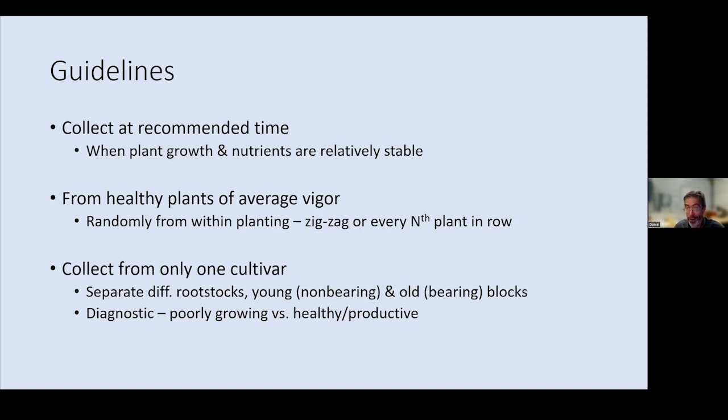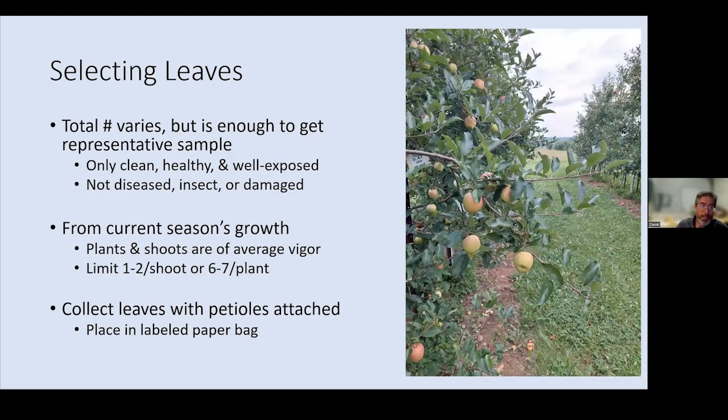Collect from only one cultivar, one variety, and if we're sampling fruit trees, separate any that are on different rootstocks. Only sample from one cultivar on one rootstock, and take separate samples for young and old trees or blocks. And if we want to do a diagnostic sample, we'll take a separate sample from a section of the field that's poorly growing, where separate trees are poorly grown, and separate plants from healthy and productive plants for comparison.